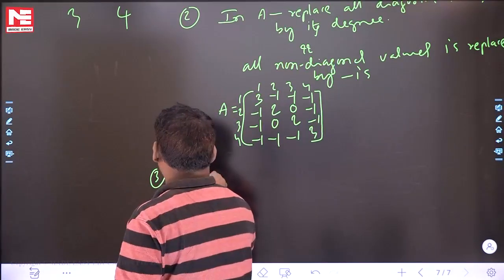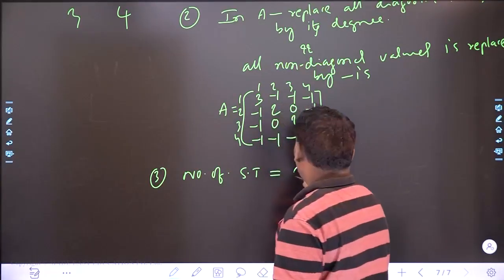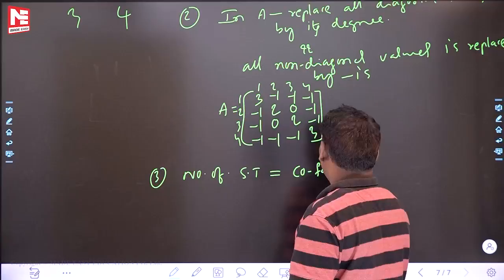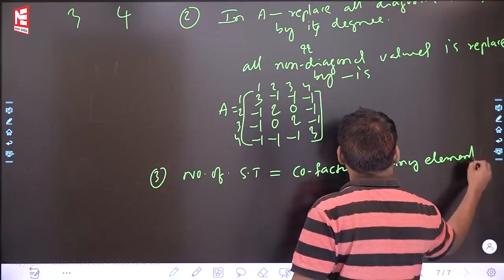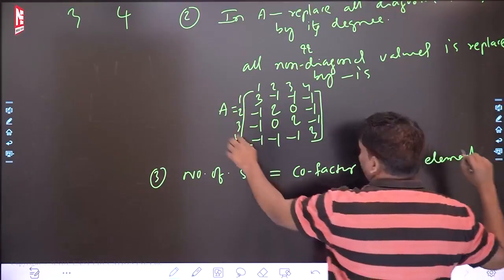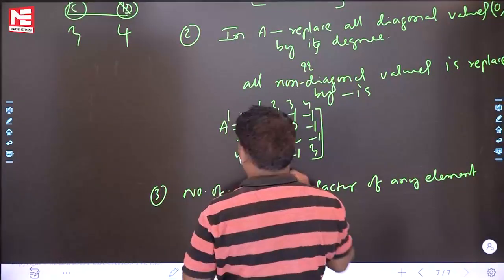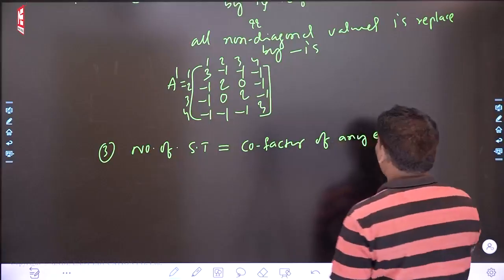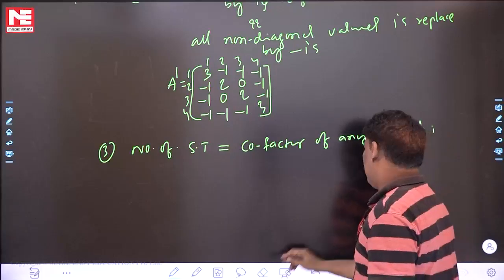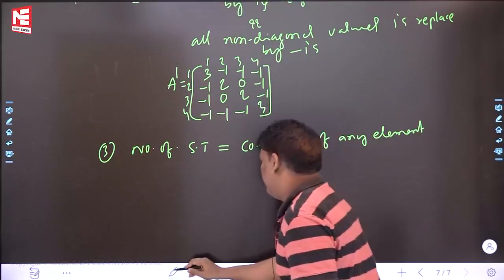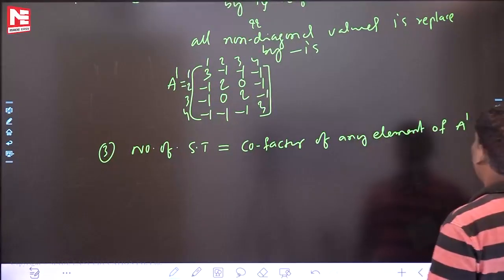Number of spanning trees is equal to the cofactor of any element. Cofactor of any element. Let me write it now for clarification. Assume that after modification it is A dash. So the number of spanning trees is equal to the cofactor of any element of A dash.